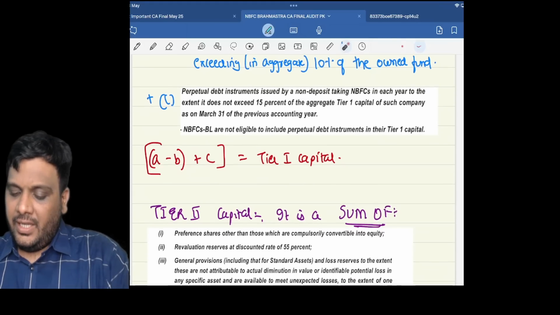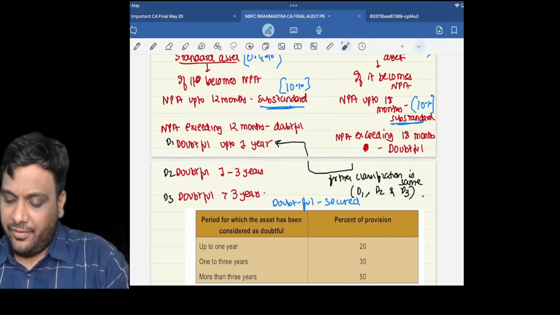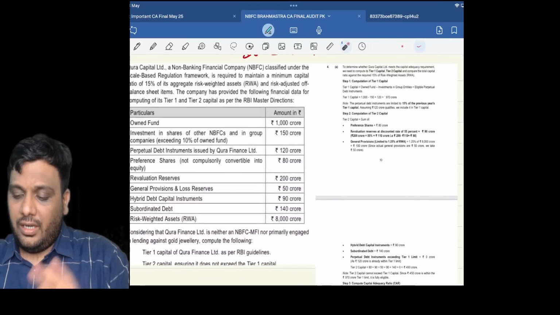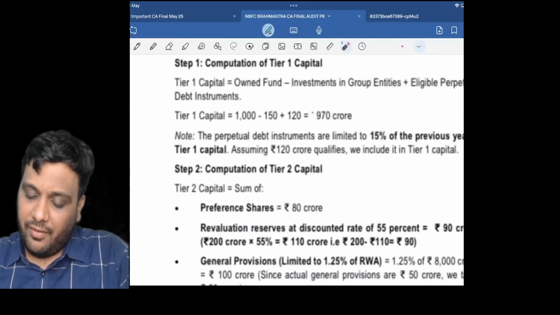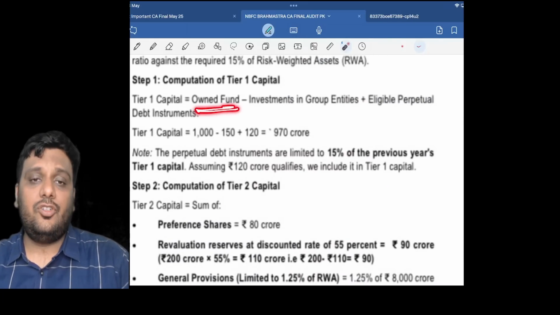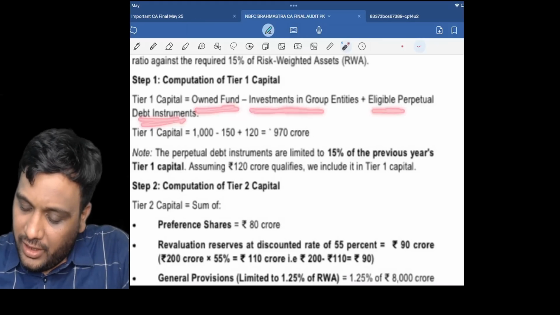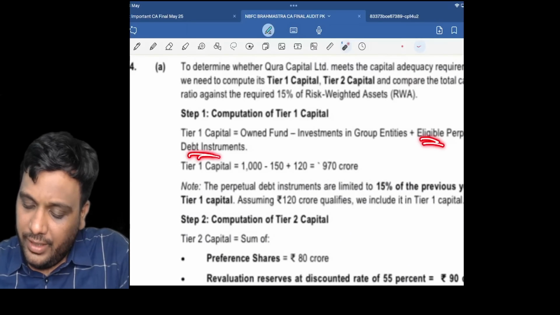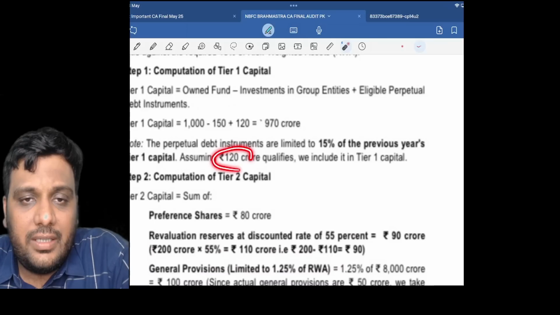Then my dear friends, straight away, you can go to the last page of this particular PDF, where I have given this entire question on tier 1 and tier 2 capital. You see this mock test paper question, computation of tier 1 capital. They have given owned fund minus investment in group entities plus eligible perpetual debt instruments. A minus B plus C, you will clearly see over there. For the perpetual debt instruments, previous accounting year tier 1 capital is not given, so they have assumed that the entire 120 crore qualifies, limited to 15% of the previous year's tier 1 capital.